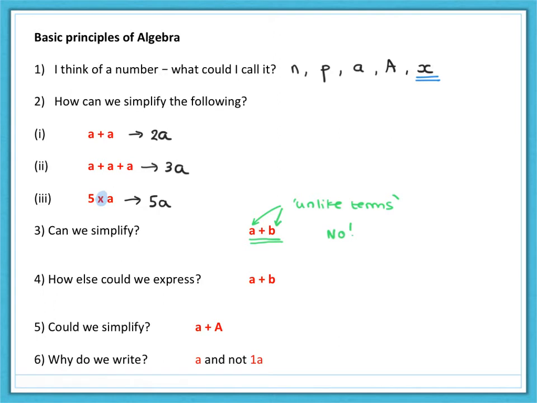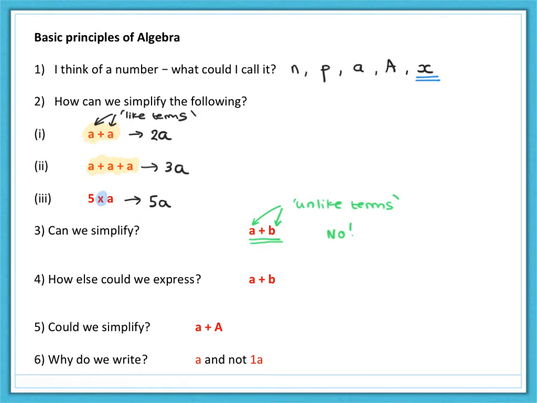If we look at example 2, these terms here are like terms, and in example 2 as well. Because they are like terms, we can simplify them and collect them together. In example 3, A and B are unlike terms, so we cannot simplify them. Some people try and write AB, but that means something else. AB means A times B, so it's not the same thing.